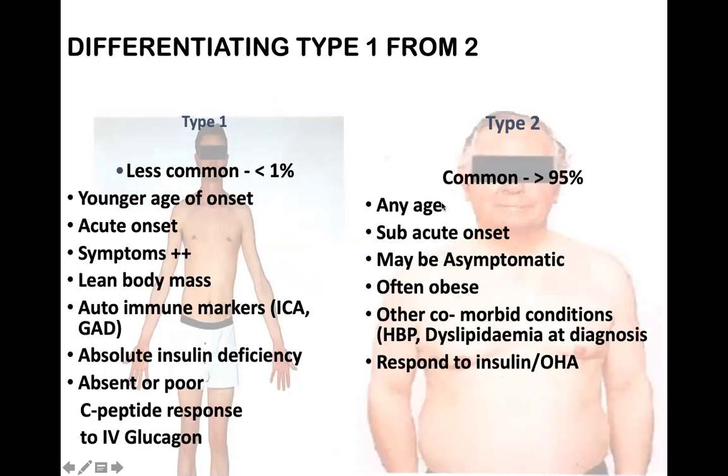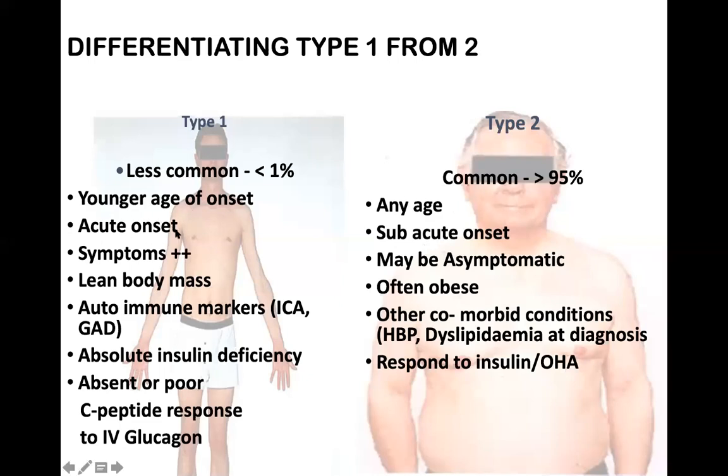So type 2 is usually an older person. Peak age is about 60 years, but it can develop in children who are obese and insulin resistant, and can occur very commonly in adolescents nowadays and in young adults. But over time, as the age advances, the risk of type 2 diabetes increases. It starts subacutely as opposed to type 1, which is a disease of younger people. But as I showed you in my MCQ previously, type 1 can also occur in older adults.